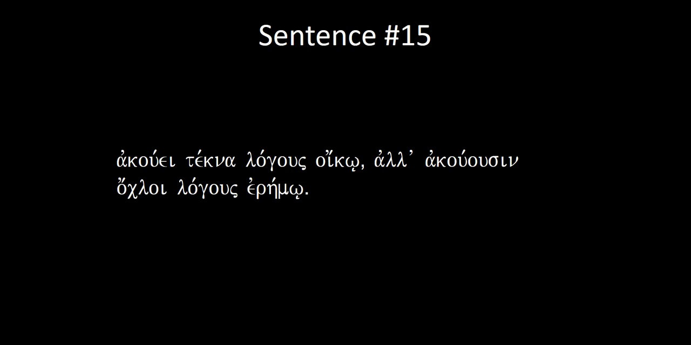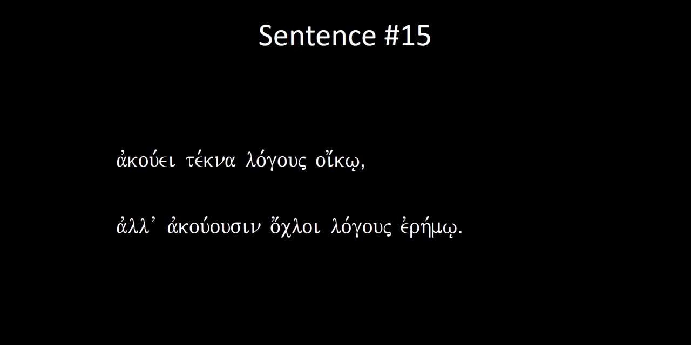Now let's look at this longer sentence. Akue tekna logos oiko. Al akousin akloi logos eremo. Long sentences are scary. Let's have some help though. First of all, when I see that comma right in the middle, if you see punctuation marks, one thing you can do, go ahead and break up the sentence into a couple of different parts. This is going to help us mentally and just visually too. So I break it at the comma. Now all of a sudden, this is not quite as scary. Still scary, but not quite as scary. So let's just do everything before the comma first, and then we'll do everything after the comma.